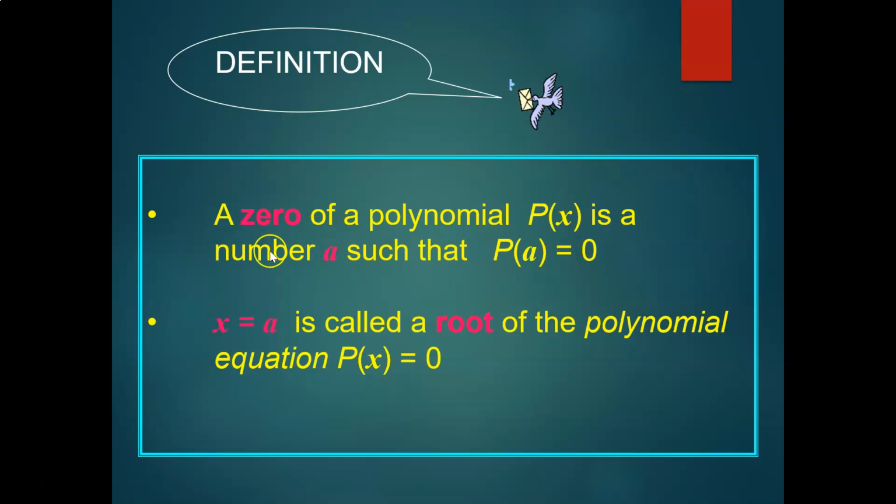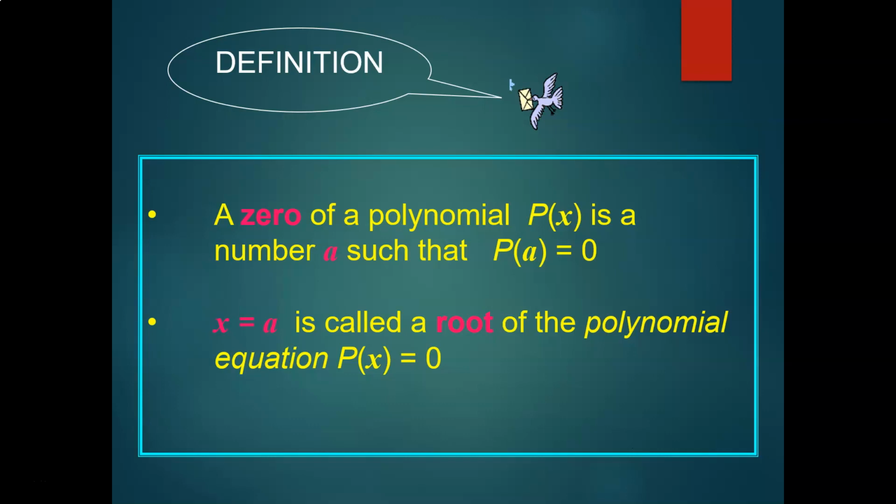Okay, and for this last subtopic, we have a zero of a polynomial, meaning that a zero is a number given by a. So when you substitute this number a into the polynomial, you will get 0. And then x equal to a is called a root of the polynomial equation P(x) equals 0. Actually, all those terms, remainder, factor, zero, and also root, they revolve around the same thing.